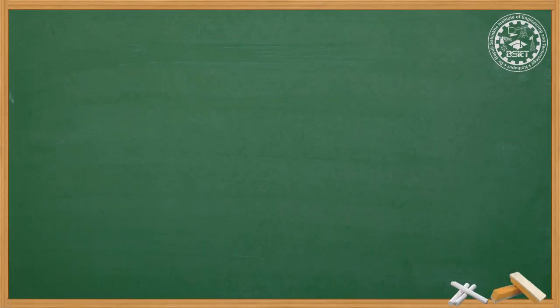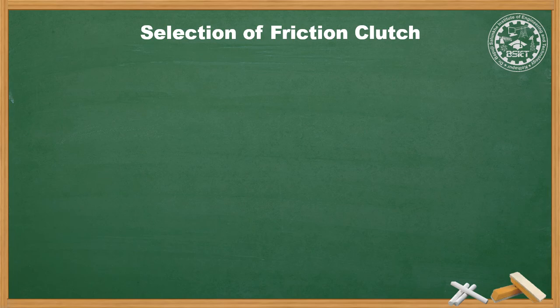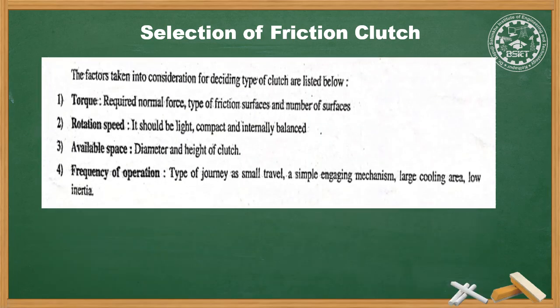The last point on the clutch is the selection of a friction clutch. There are a number of factors taken into consideration for deciding the type of clutch. Some of them are listed below. The first and most important one is torque, that is, the required normal force, type of friction surface, and number of surfaces. Torque is the most important parameter, as the clutch should be able to transmit more than 100% of the torque, so that the engine can run smoothly and more power can be transmitted to the transmission system.